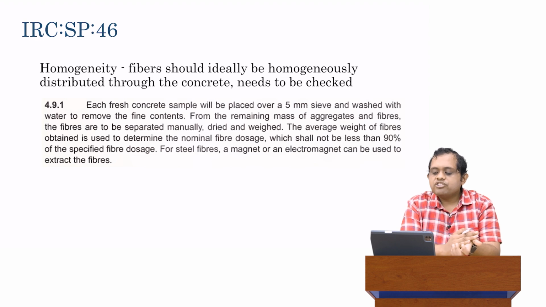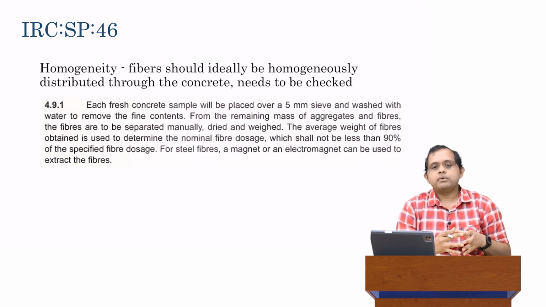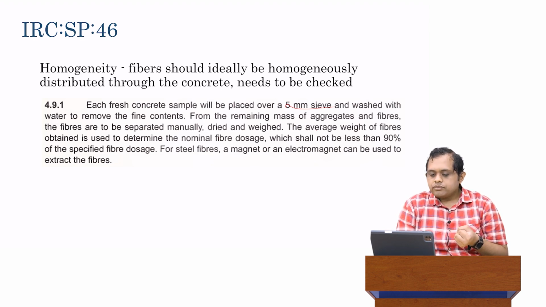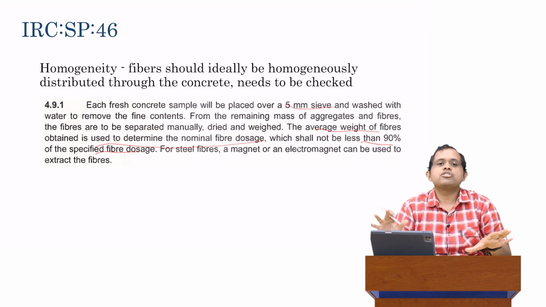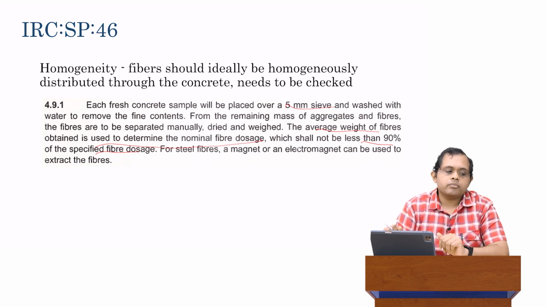And finally, homogeneity should be checked. What is recommended by SP46 is that the material should be sampled. Every time you mix some FRC, sample a little bit of it, take it through a 5 mm sieve, mix it around, pour water around it, remove the cement, and then see whether you have any clumps of fibers forming. The average weight of fibers obtained is determined from the nominal fiber dose. It should not be less than 90% of the specified fiber dose. So in other words, you should not have a large amount of clumping happening. You should have a uniform, homogeneous distribution of the fibers. And this particular guideline tells you how to achieve exactly that.